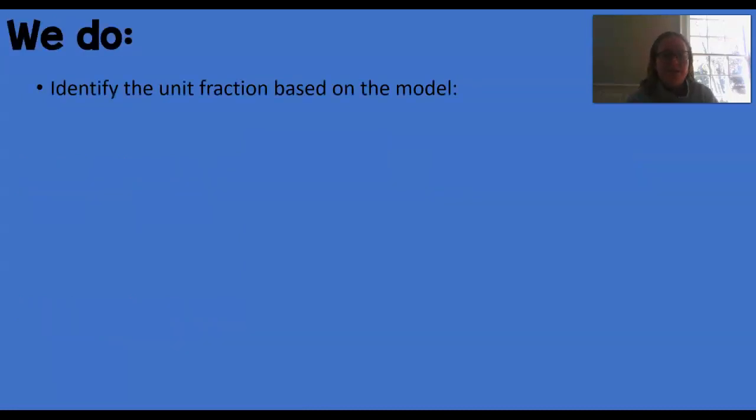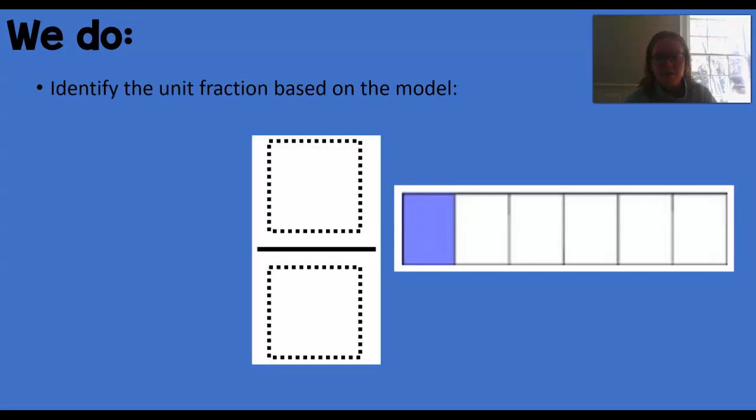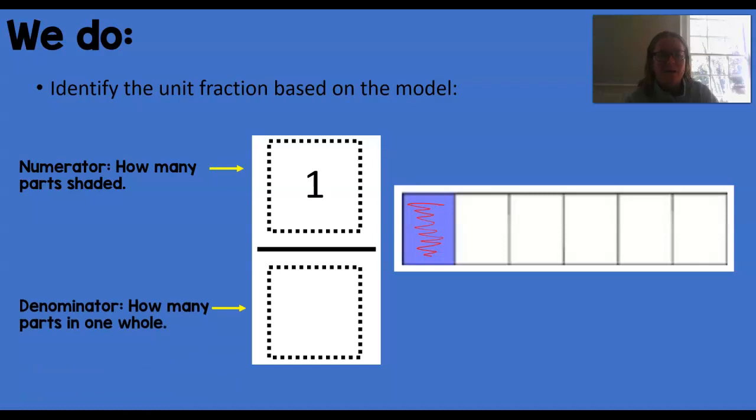Let's do one together. Let's think about this one. Let's look at this fraction model. It's the same, it's just a rectangle. And think about how many parts are shaded. I have one shaded part right here, the purple part. So my numerator is just going to be 1. And now the denominator, how many pieces in the whole? So I have my one purple part, 1, 2, 3, 4, 5, 6. My denominator is 6.